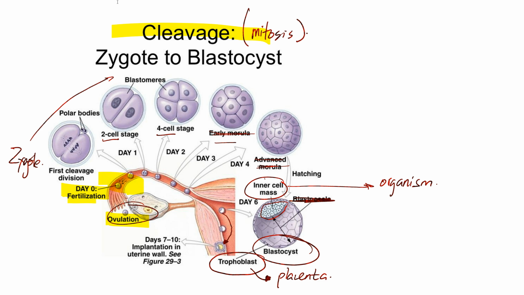It's the embedding of that blastocyst into the endometrium. This whole process is called implantation. The embedding of the blastocyst into the endometrium for growth of the baby.